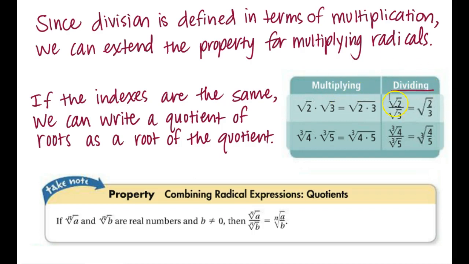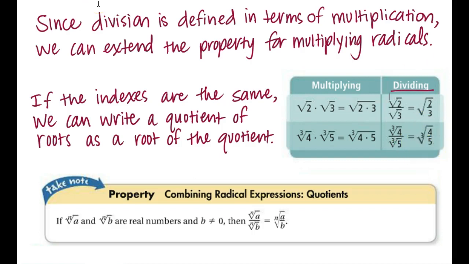So if we have the square root of 2 over the square root of 3, we can just rewrite this as the square root of 2 over 3. Similarly, if we're taking the cube root of 4 and dividing by the cube root of 5, we can write this as the cube root of 4 over 5.